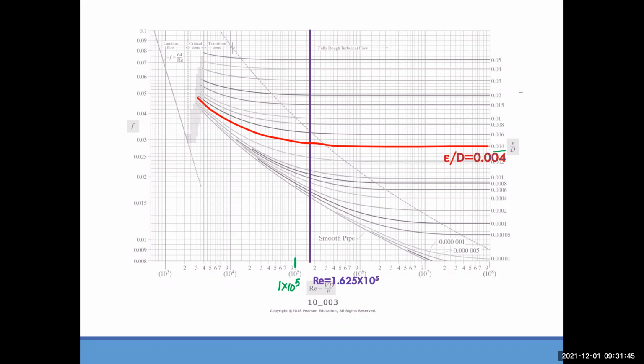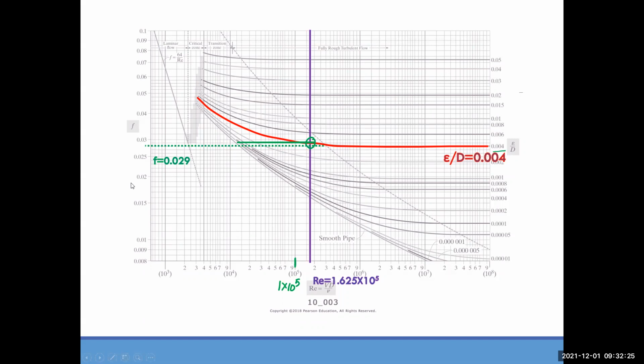Now, what should be the next step? Now you can imagine a little bit, how can you find the friction factor? What should be the next step? Yes, that is correct. You will find the crossing point here, and you will draw a horizontal line just this way. I got 0.029. That doesn't mean you will get the same. As long as it's close to 0.029, that should be fine.